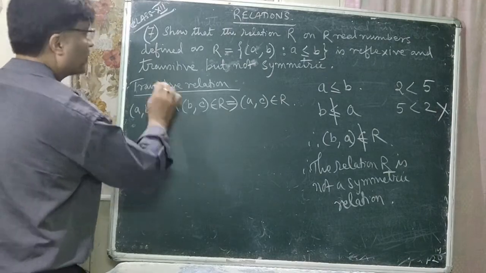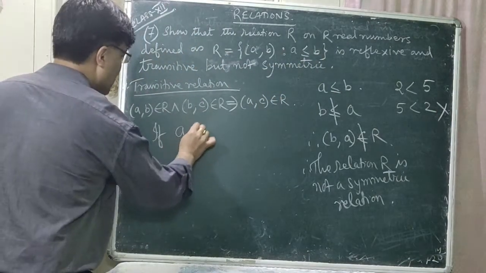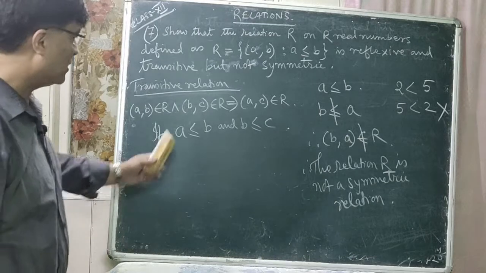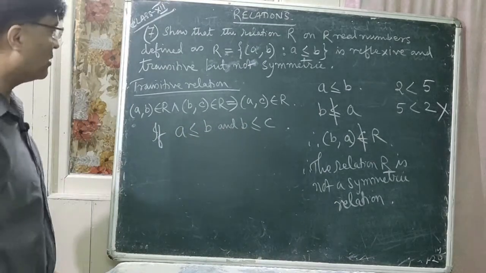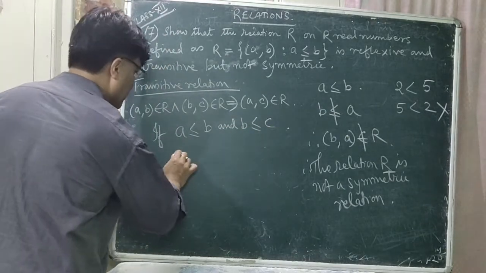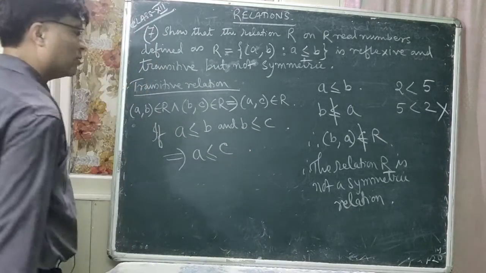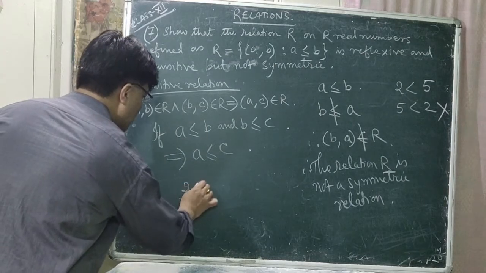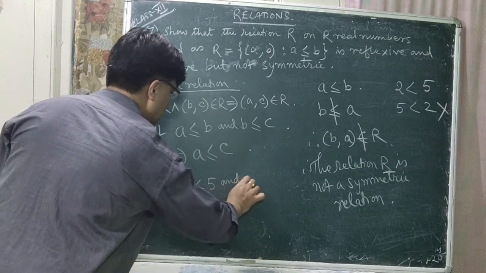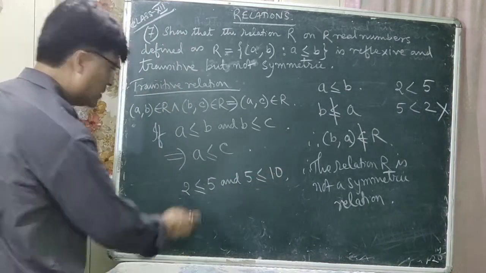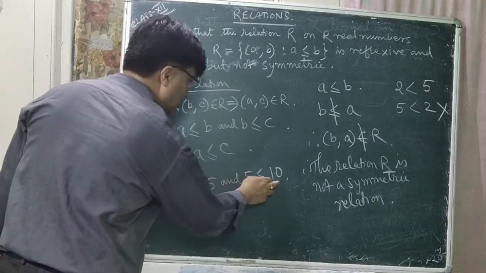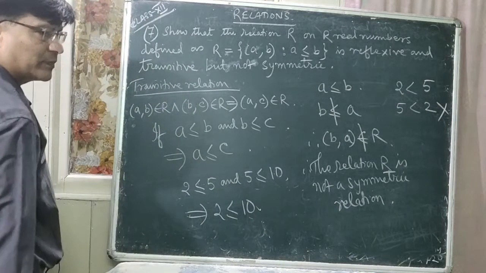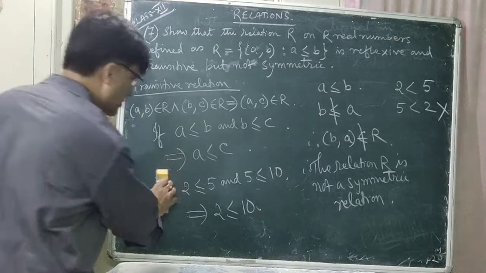So if the relation given here is a less than or equal to b, if a is less than or equal to b and b is less than or equal to c, let us take three real numbers a, b, c. Can you say that a is less than or equal to c? Obviously it is. For example, 2 is less than or equal to 5 and 5 is less than or equal to 10. Can you say that 2 is less than or equal to 10? Obviously it is. Is that clear to all of you?